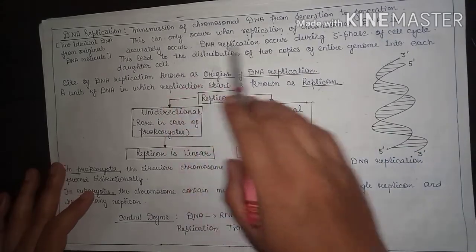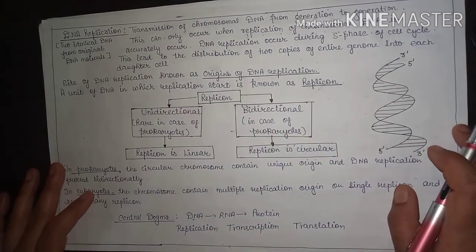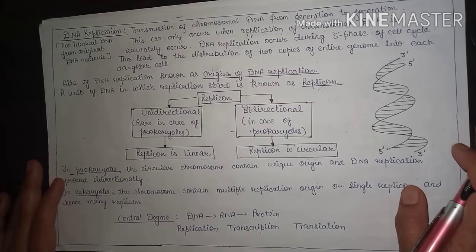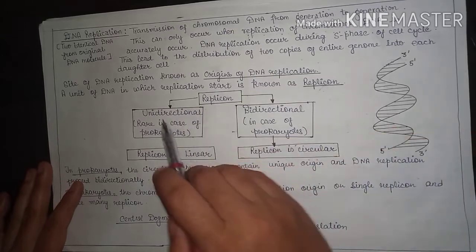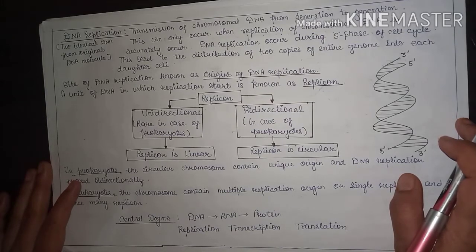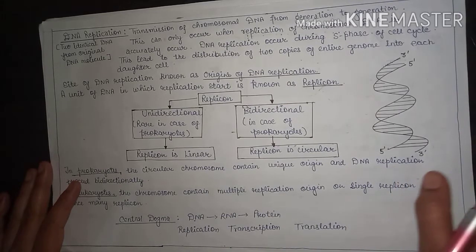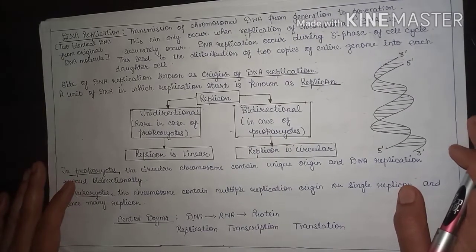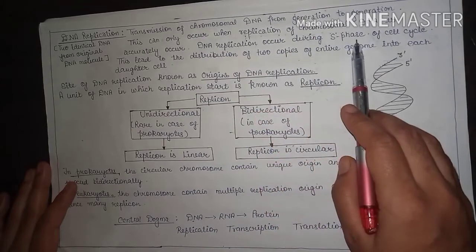This can only occur when replication of chromosomal DNA occurs accurately. If replication does not occur accurately, it will halt, and this halt is checked by checkpoints in the cell cycle. At the checkpoints they check where the error is, and various enzymes or proteins correct the error, and the process goes on. DNA replication occurs in the S phase.